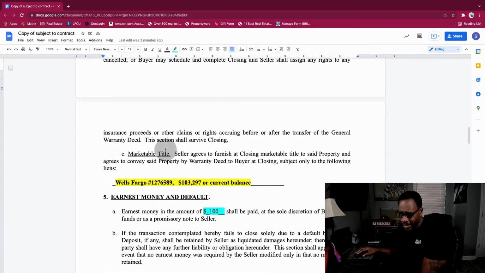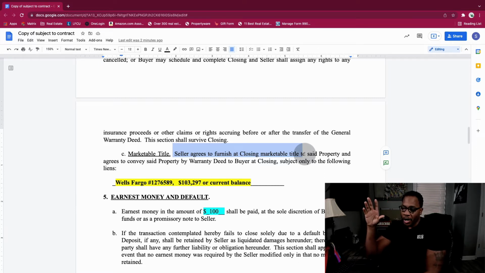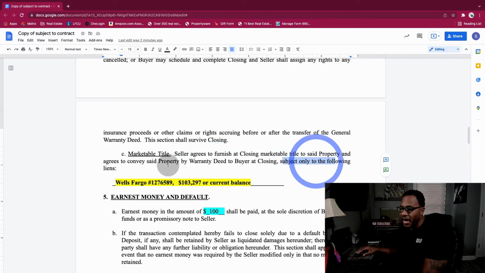bit more. And this is important because this says the seller agrees to furnish at closing marketable title to said property and agrees to convey said property by warranty deed to the buyer at closing. All right. This is what this whole document is for. We are going to take over the property subject to, and they're going to give you the deed to this property. Subject only to the following liens.